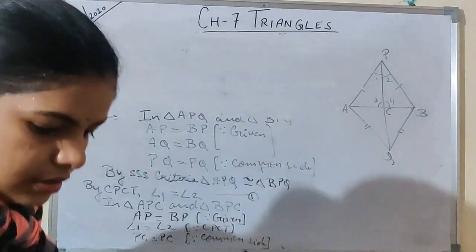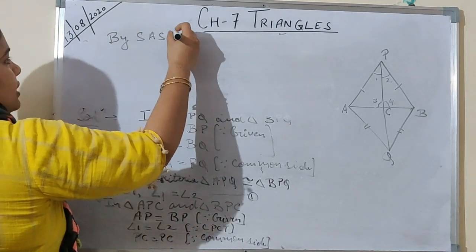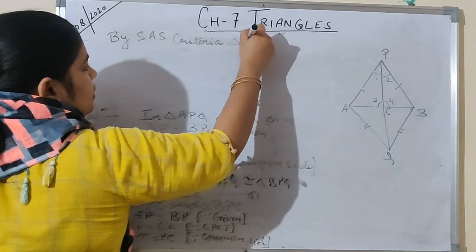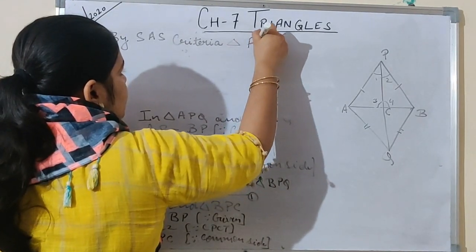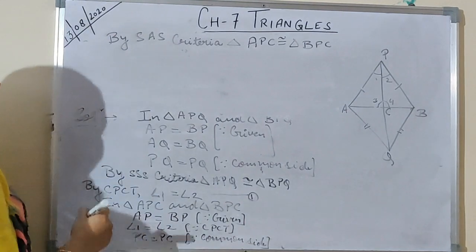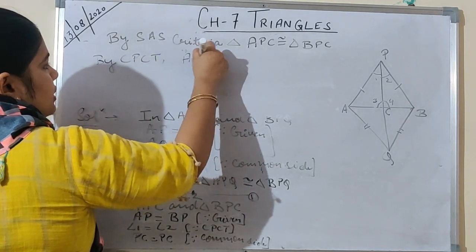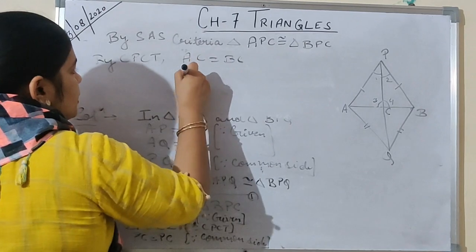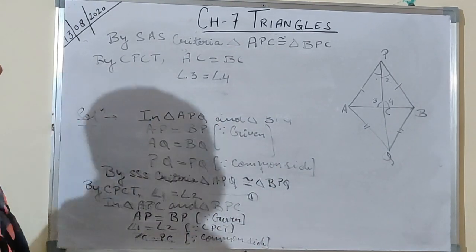Now, after this, we will write by SAS criteria, triangle APC is congruent to triangle BPC. Okay. Now, by CPCT, what can we say? We can say that AC is equal to BC, and angle 3 is equal to angle 4. I think till here there is no doubt.